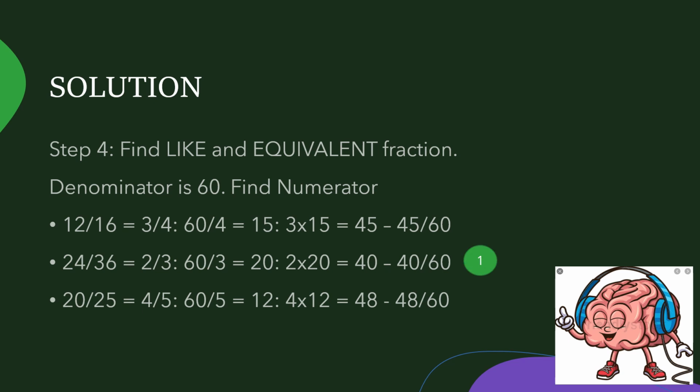We get 40 by 60 as the smallest number, 45 by 60 as the middle one, and 48 by 60 as the last one. So 24 by 36 is the smallest fraction, 12 by 16 is the next, and finally the biggest number is 20 by 25. Did you get your answer correct?